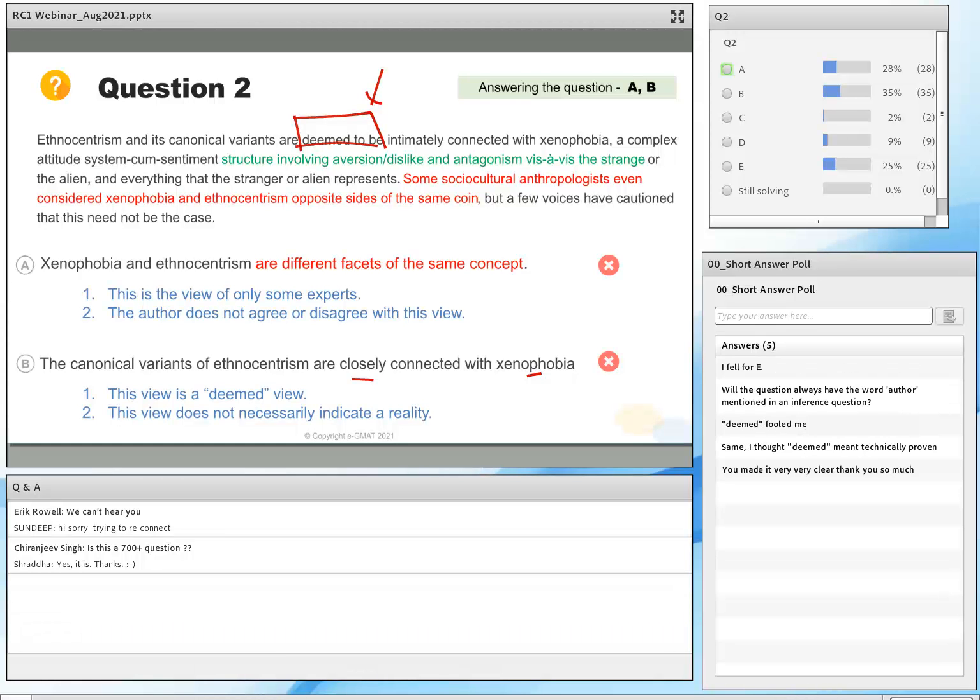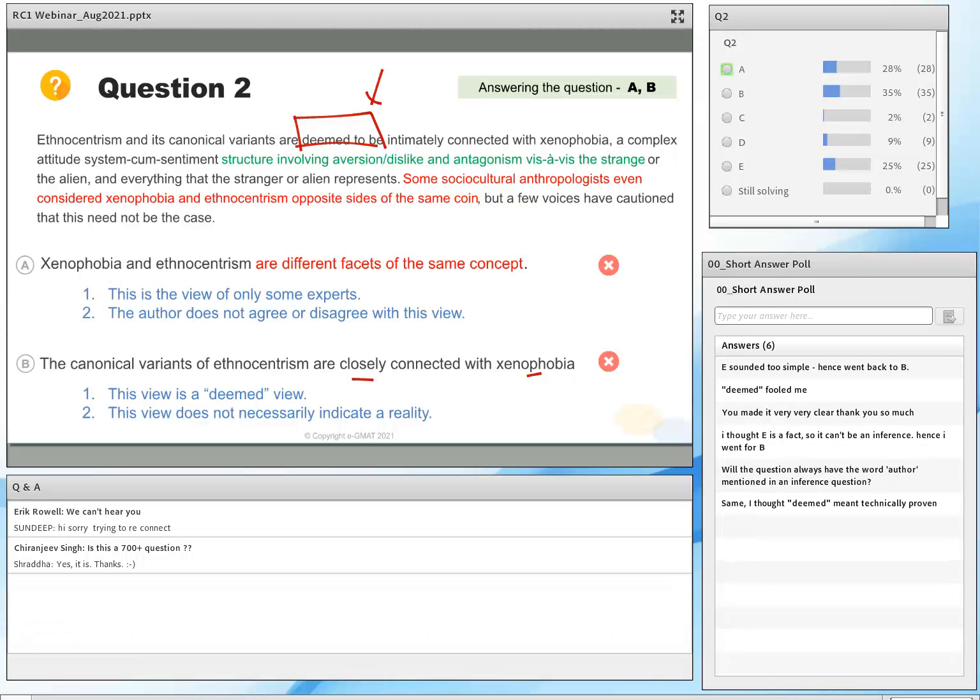See, good question. Will the question always have the word author mentioned in an inference question? Not necessarily. It could be according to the passage. The author has written the passage. So if it is telling about what can be inferred from the passage, what can be inferred from the information given, it's always the author's view. Unless it's explicitly mentioned that you're looking for a scientist's inference or a scholar's inference, some other third party mentioned in the passage, unless the question itself mentions that you're looking for somebody else's inference, the underlying thought process is it's the author's. What is it that the author believes?